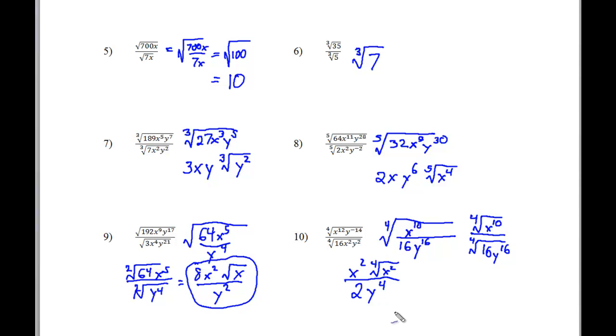All right, well, stay tuned to the next video to see how we rationalize denominators in this section.